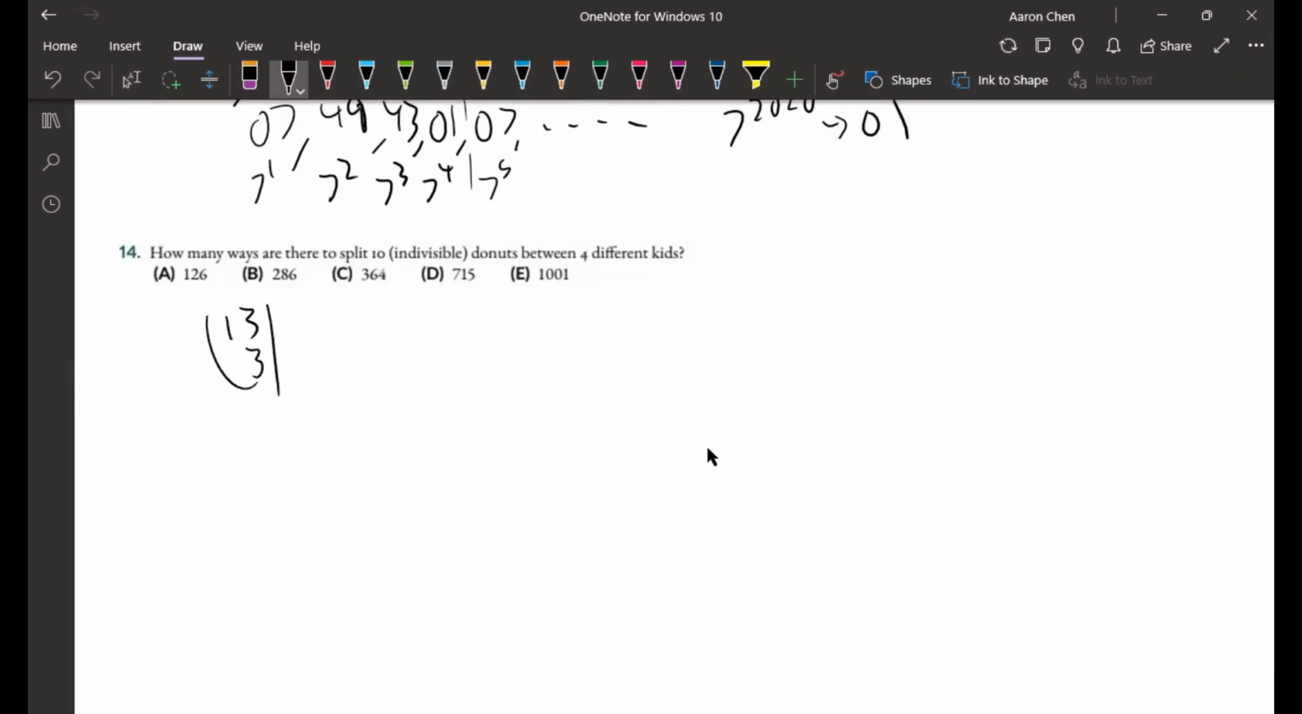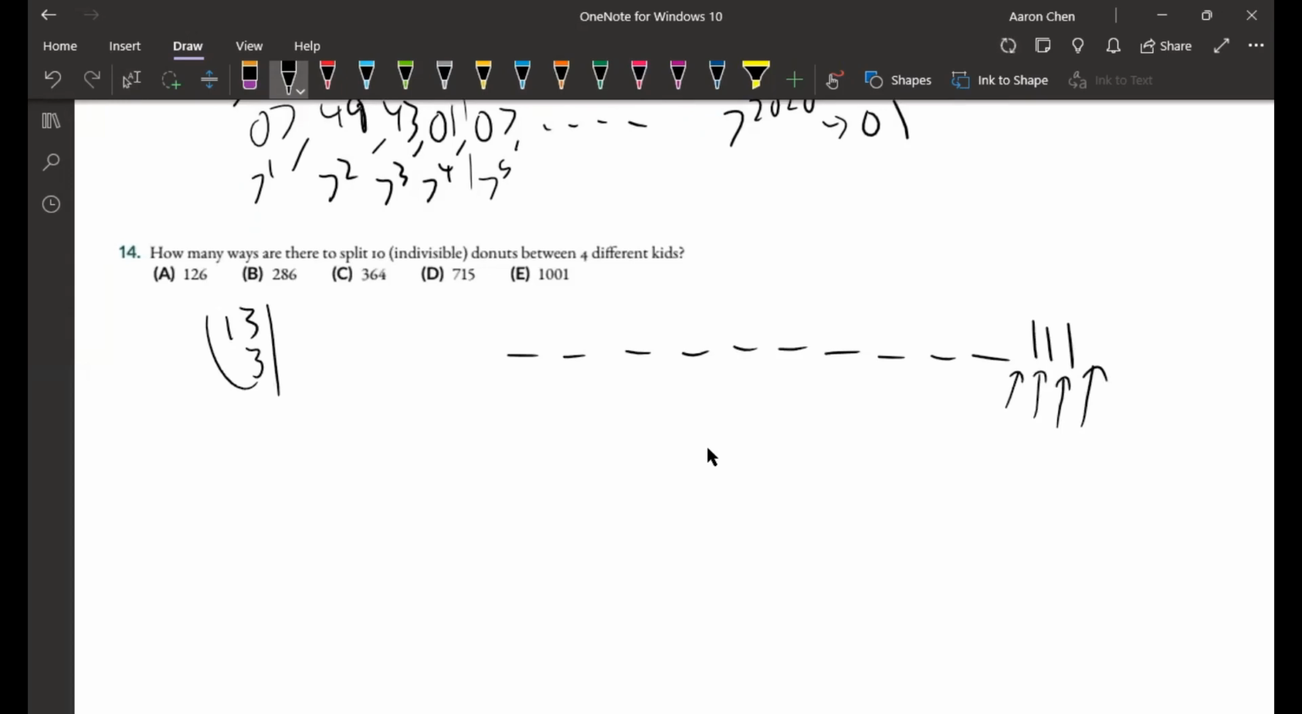Of course, some of you probably don't get what I just said, so I'll explain this. So basically we have 10 donuts, right? 1, 2, 3, 4, 5, 6, 7, 8, 9, 10. We have 4 kids, which we can treat as 3 dividers. And the reason I say 3 is because the first kid is to the left, the second kid is here, the third kid is here, and the fourth kid is here.